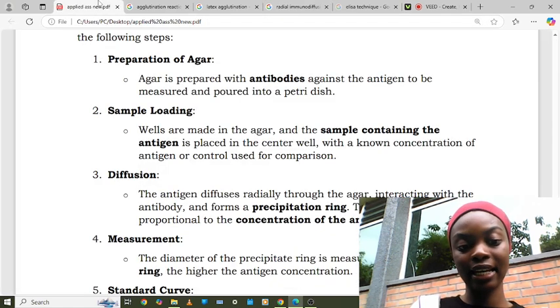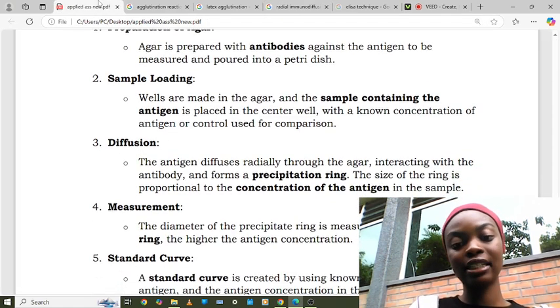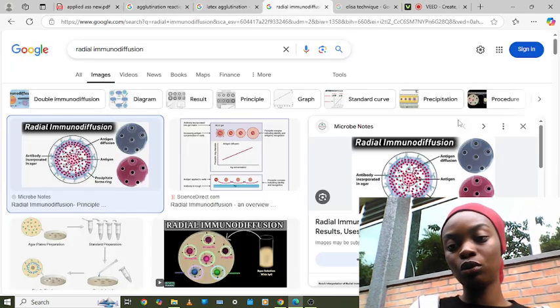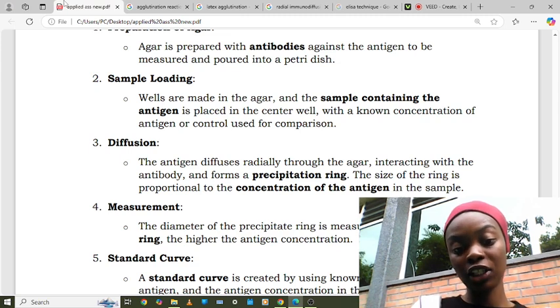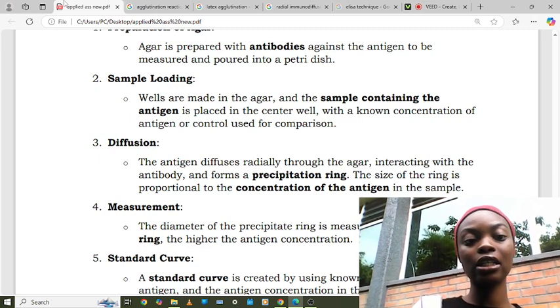As I explained, we are going to measure the diameter of the precipitate ring. So we are going to measure this ring, and the length is going to be equal to the concentration of antigen. Then if the ring is small, it means the concentration of antigen is also small, and if the ring is big, it means the concentration of antigen is also big.